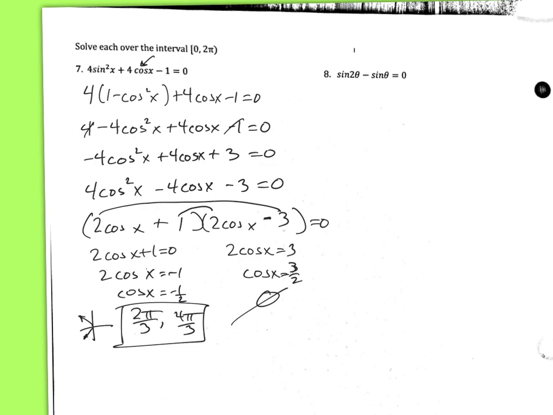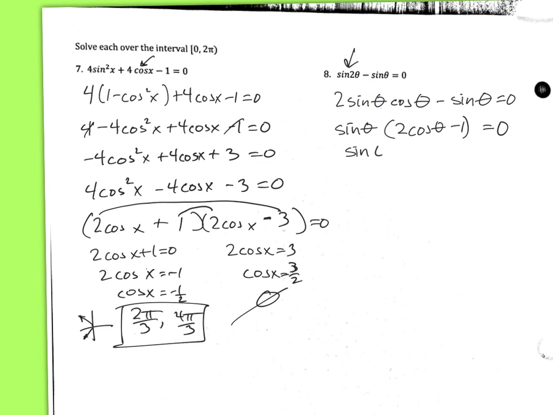Number 8, we have one identity for this, so let's fill it in there. 2 sine theta cosine theta minus sine theta. Look at that. They have a sine in common. We're going to factor that out. So we have 2 cosine theta minus 1. When you have two different words like that, because I know we had sine and cosine there, look for greatest common factor. It's usually going to be there.